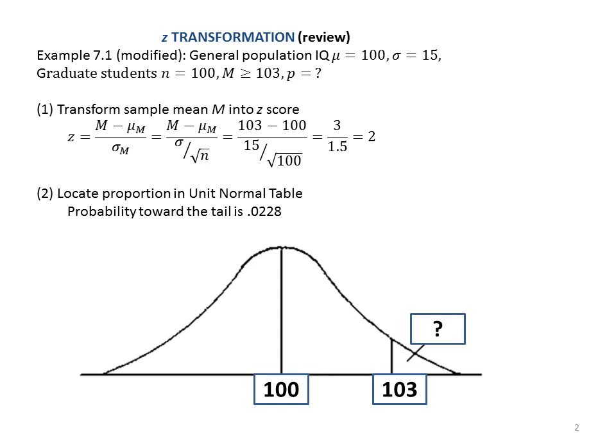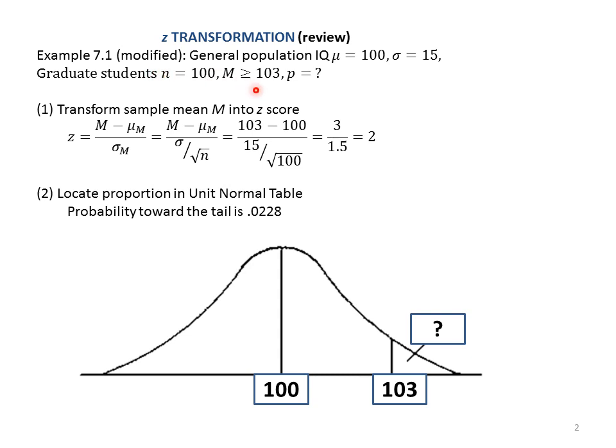This is an example in our textbook, but I modified it a little bit. The general population's IQ score mean is 100 and standard deviation is 15. If we select a sample of 100 graduate students, and we get the sample mean 103, what is the probability of obtaining a score larger than 103?